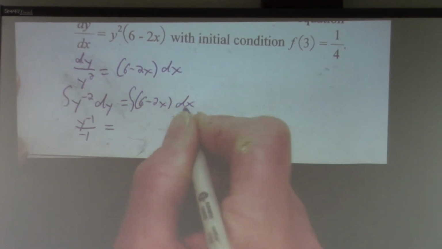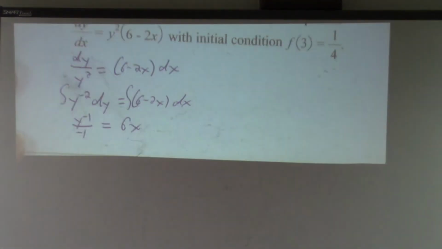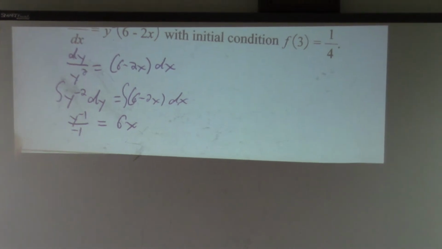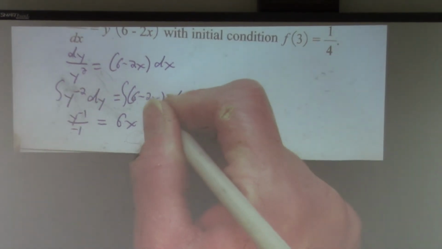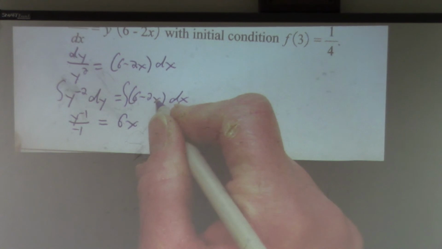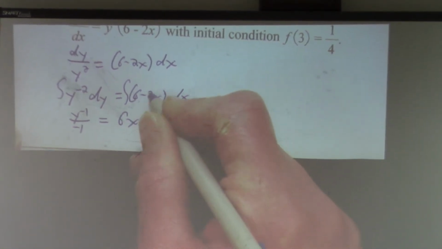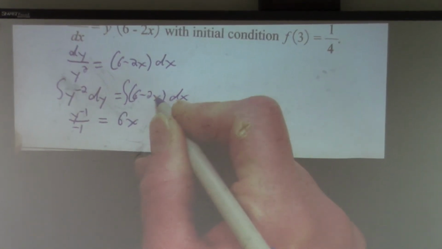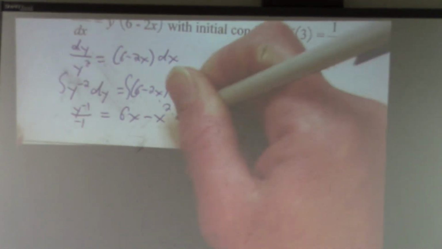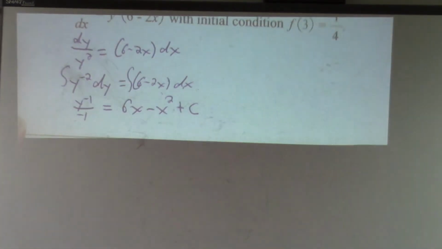The antiderivative of 6 with respect to x is 6x, and the antiderivative of negative 2x, the negative 2 would hang around at least for a second, and x becomes x squared over 2. Well, those 2's are going to cancel out, and I just have the negative x squared. And of course, this side gets the plus c.